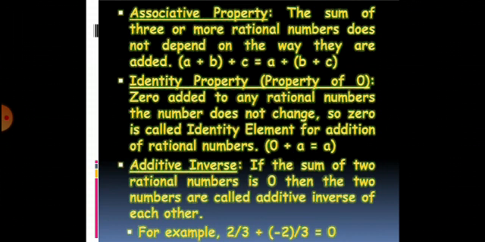So my dear children, to find the additive inverse, what we have to do? We have to change the sign. For example, if it is minus 4 by 5, the additive inverse of minus 4 by 5 will be 4 by 5. And the additive inverse of 3 by 7 will be minus 3 by 7. So you have to remember, to find the additive inverse, we change the sign.